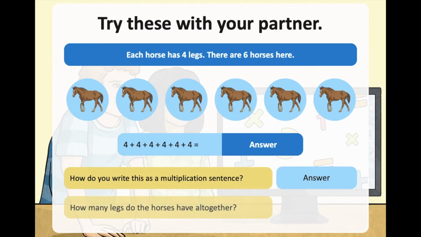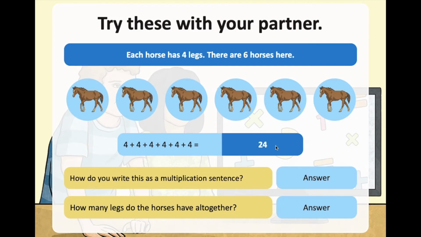Let's do this tricky one. Each horse has 4 legs, and there are 6 horses here. So we have 4 plus 4 plus 4 plus 4 plus 4 plus 4. What are the answers? You can use skip counting. This is how I would do it in my head. Double 4 is 8. Double 4 is 8. 8 plus 8, because I know my double 8s, is 16. 16 plus 4 is 20, because I know my friends of 20. Plus 4 is 24. Now you could solve it another way, but that's just the way my brain works.